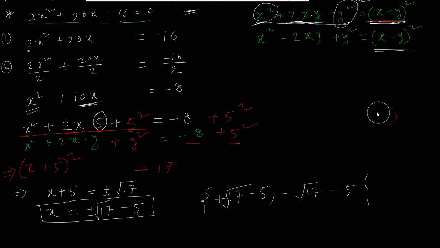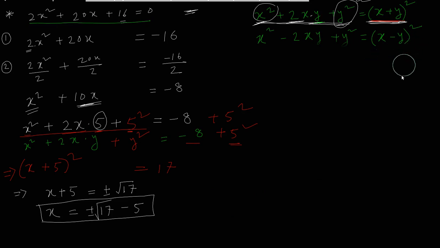So let's see, let me erase all these so that I have more space. Okay, so here you go. So I am going to solve the same problem. Okay, so what's my problem? My problem is, as you can see, 2x square plus 20x plus 16 equal to 0.